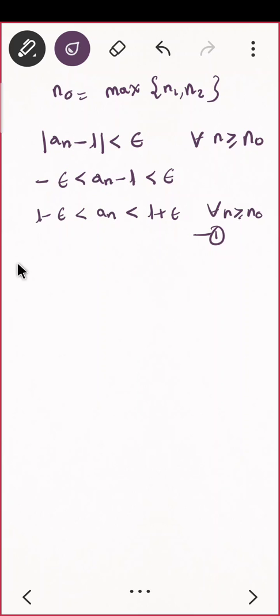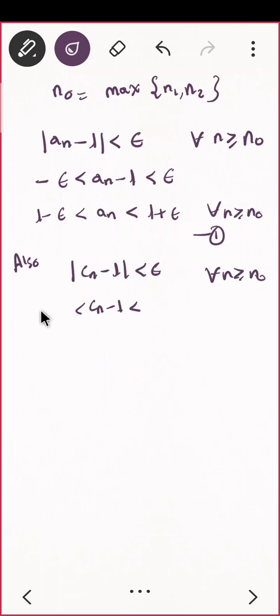And also I am having the same thing for cn also. That is |cn minus L| is less than epsilon for all n greater than or equal to n naught. Can I do the same thing again? Let us break the mod cn minus L. Why am I breaking the mod?